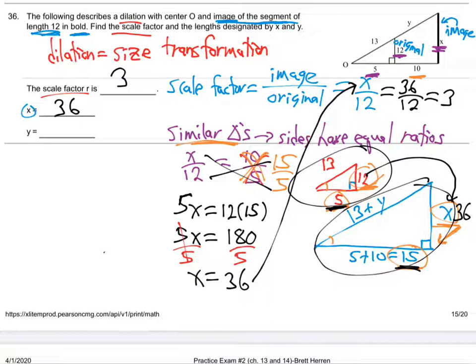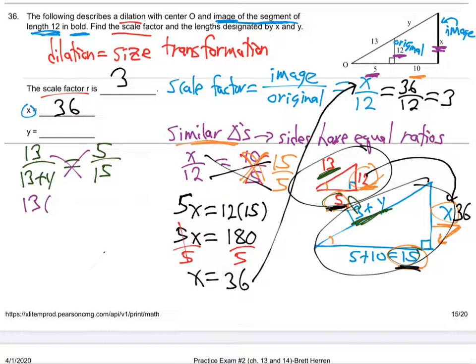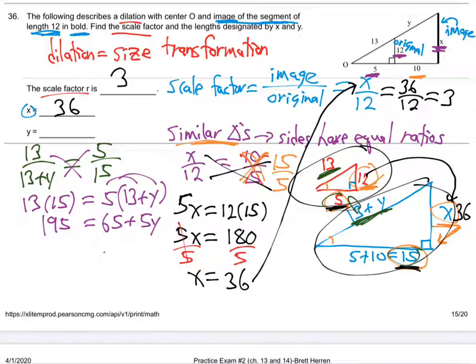Finally, we're going to find y. How do we find y? Well, we can use the y right here. So we can say top is to top, so 13 is to 13 plus y. Top is to top as what? Bottom is to bottom will work. There we go. Let's cross multiply. 13 times 15 is 5 times 13 plus y, distribute. What is that? 65 plus 5y. 13 times 15, I'm going to use my calculator here. I'm getting 195.